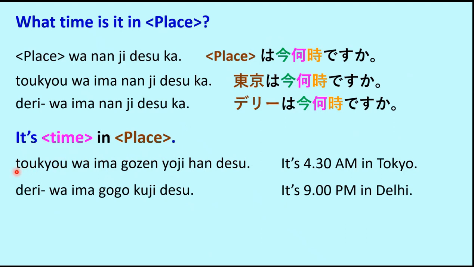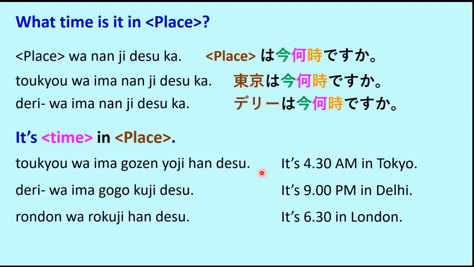So you just have to add the name of the place followed by wa, and the rest of the thing remains the same. Tokyo wa ima gozen 4時半 desu. It's 4:30 a.m. in Tokyo. Deri wa ima gogo 9時 desu. It's 9 p.m. in Delhi. London wa 6時半 desu. It's 6:30 in London. Again, there is no mention of gozen or gogo here, so it's not clear. 6時半 is 6:30.